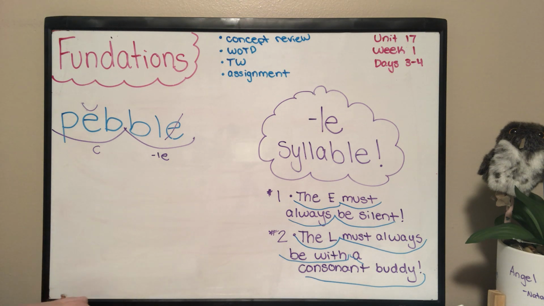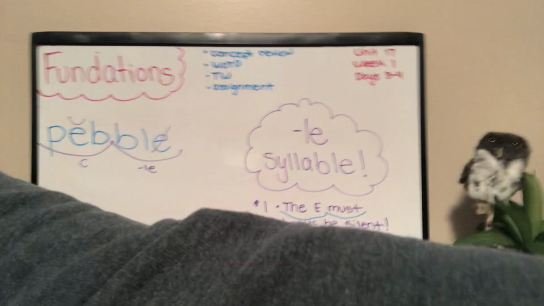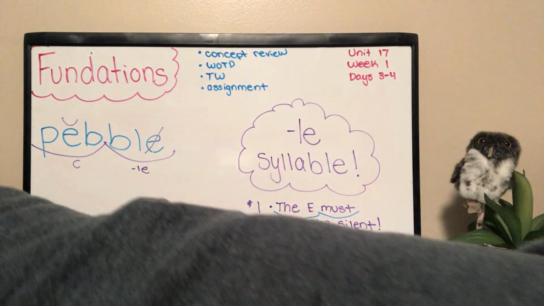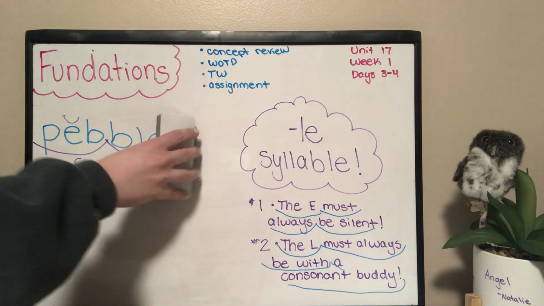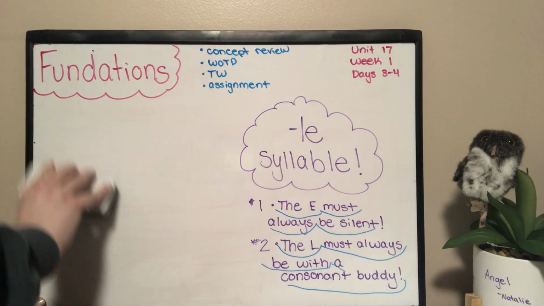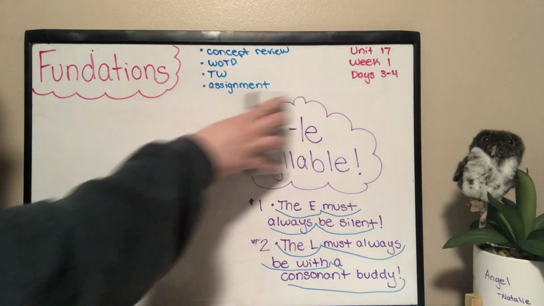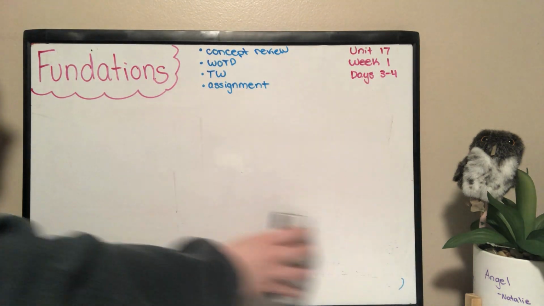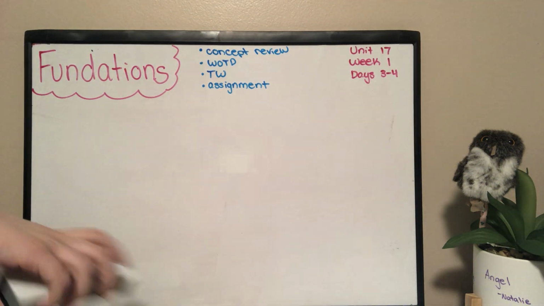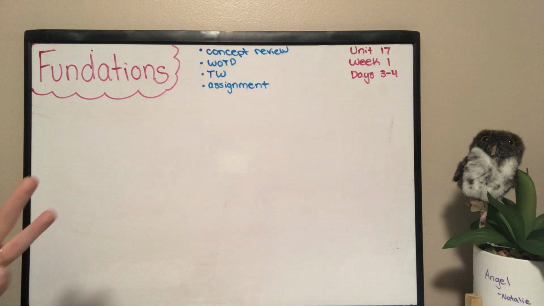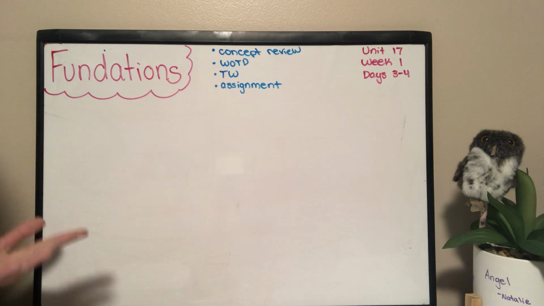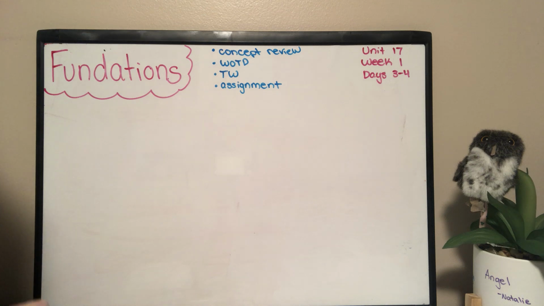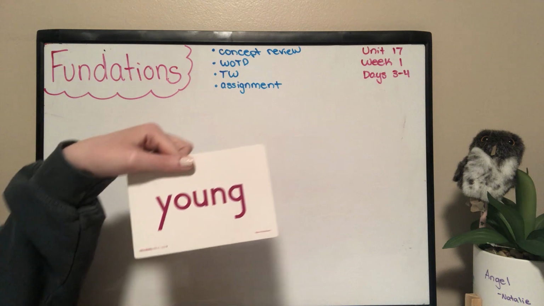Let's go ahead and erase this. Let's go ahead with our trick word. So I'm going to reach over. Whoa. There we go. My eraser. I am going to get rid of this because we don't need it anymore. 3 new trick words. Boys and girls, these are our last trick words for the year. Very excited for them. So the first one is the word young.